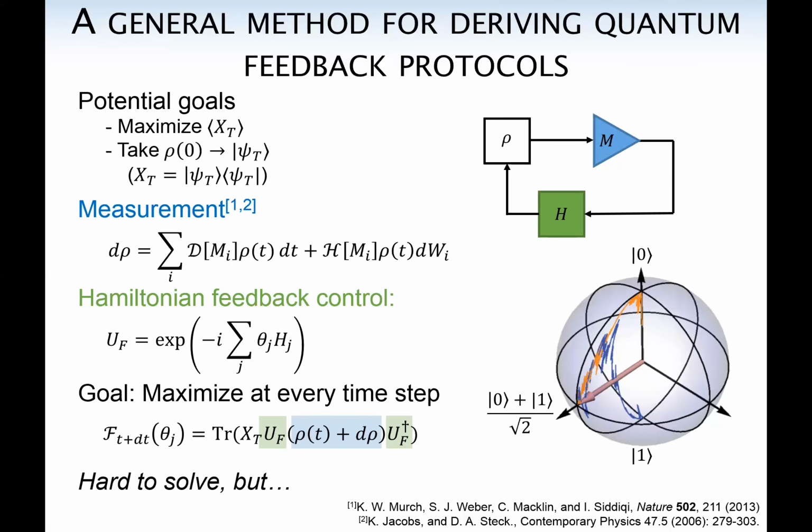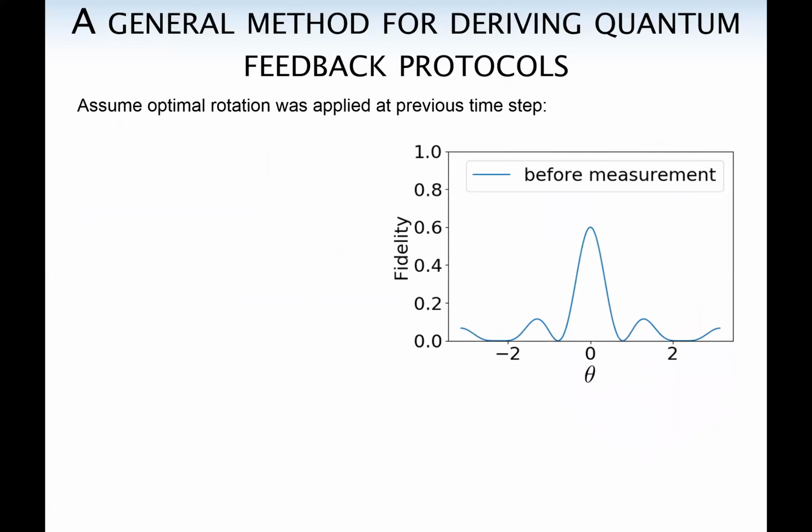And the simplest way you might try to optimize this is just take your figure of merit, maybe fidelity or expectation value as a function of time. And after every infinitesimal amount of measurement that you apply, apply some optimized feedback rotation and try to maximize your figure of merit at every time step. And all this is pretty simple to state. It actually turns out to be fairly difficult to solve in the general case. But it turns out there's some nice tricks.